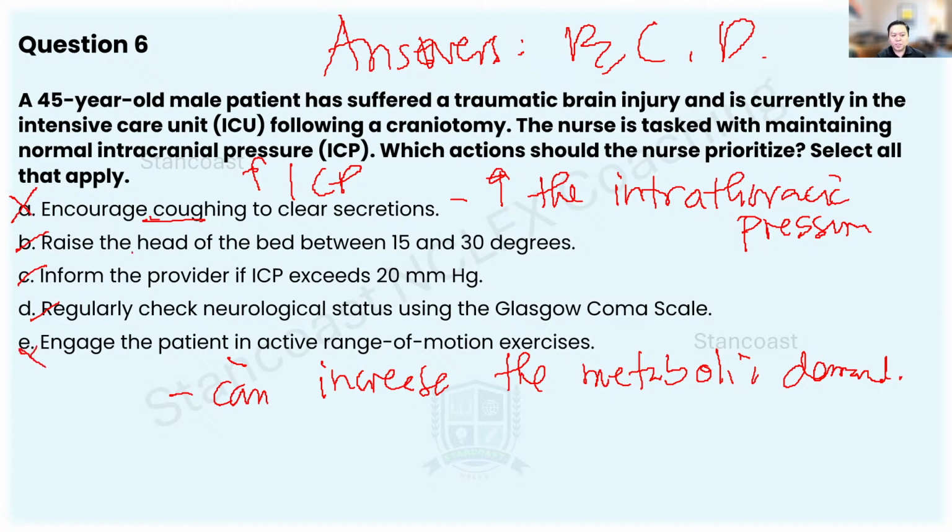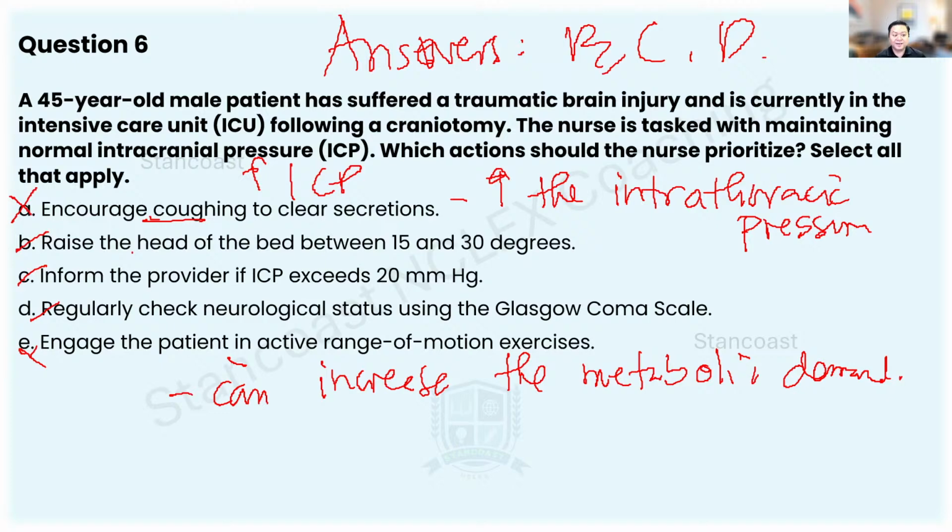Okay. Why letter B? Raise the head of the bed between 15 and 30 degrees. We know that head elevation alone can reduce the pressure inside the brain, as it will enhance the venous return coming from the brain. All right. It will decrease the ICP. It will promote the drainage of the CSF, and it will prevent the ICP increase.